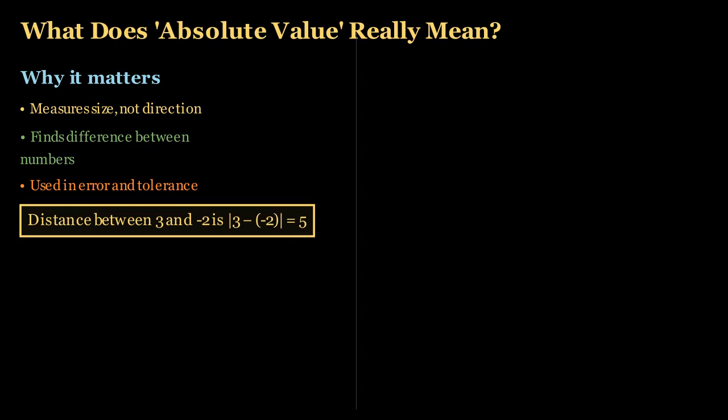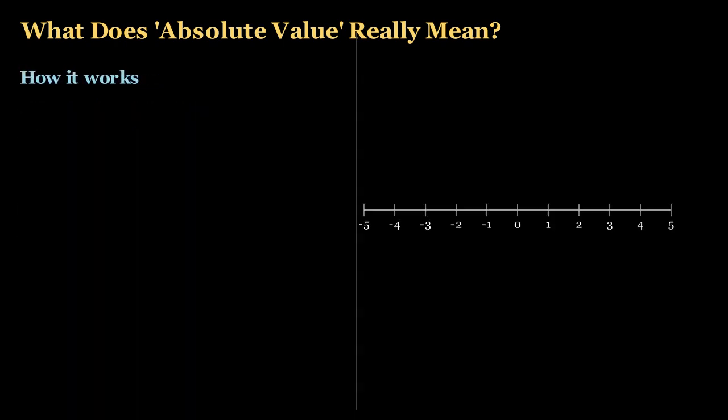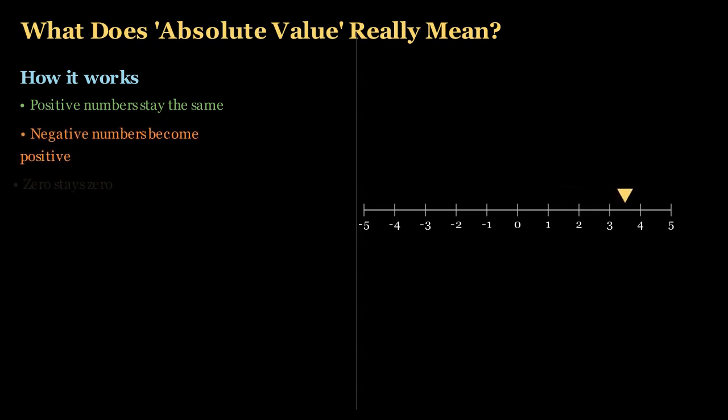The rule is beautifully simple. If a number is already 0 or positive, its distance from 0 is just itself, so |5| is 5. If a number is negative, it sits to the left of 0. To find its distance, we flip its sign to make it positive, so |-5| is also 5. 0 is exactly at the start, so its distance is 0. You can think of the absolute value bars as a machine that removes any minus sign.